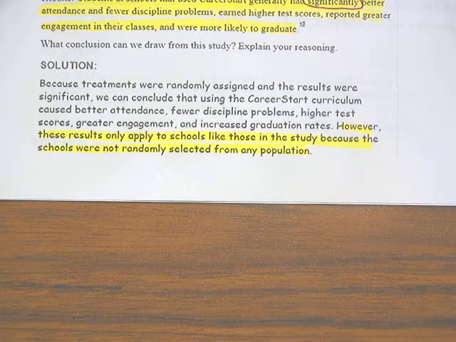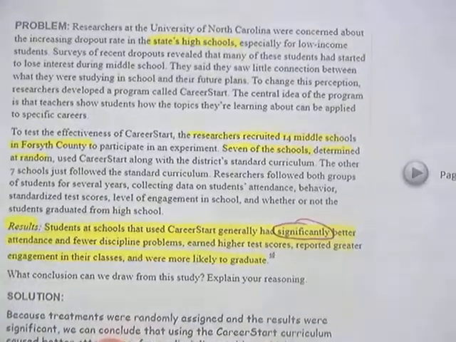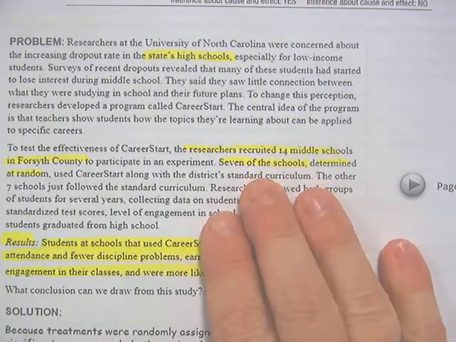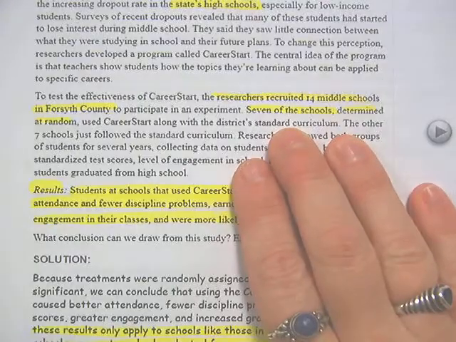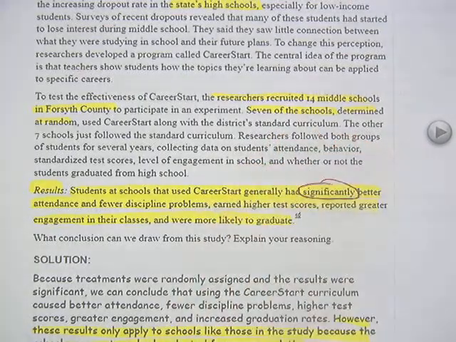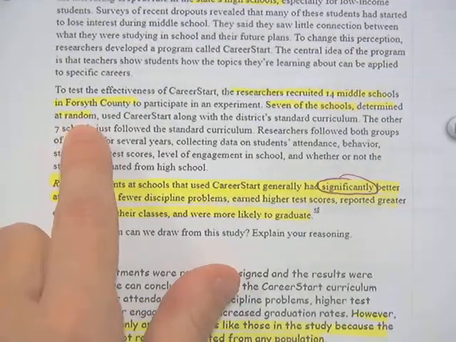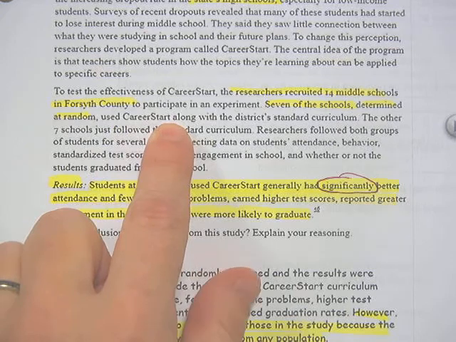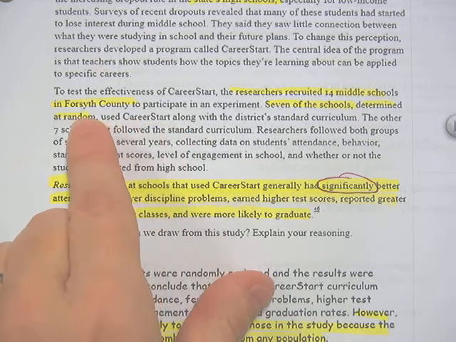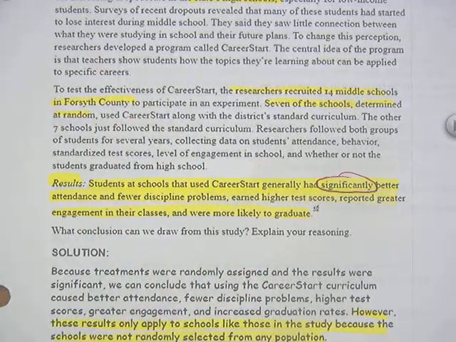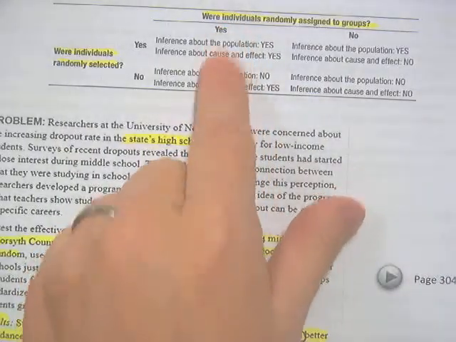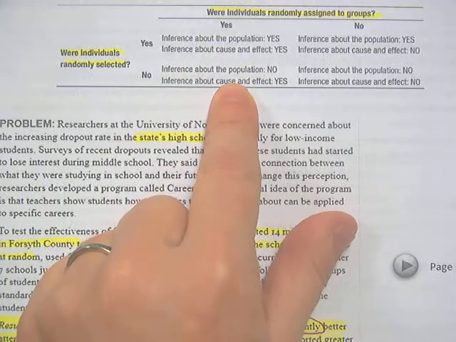So that's what that sentence addresses. That's part of the conclusions that we can draw. Now, the other question is, out of those 14 schools, did they randomly assign treatments to the groups? They did. It says 7 of the schools determined at random used Career Start. So they randomly assigned these schools to the program. Because of that, that means that individuals are randomly assigned, then we can make inference about cause and effect.